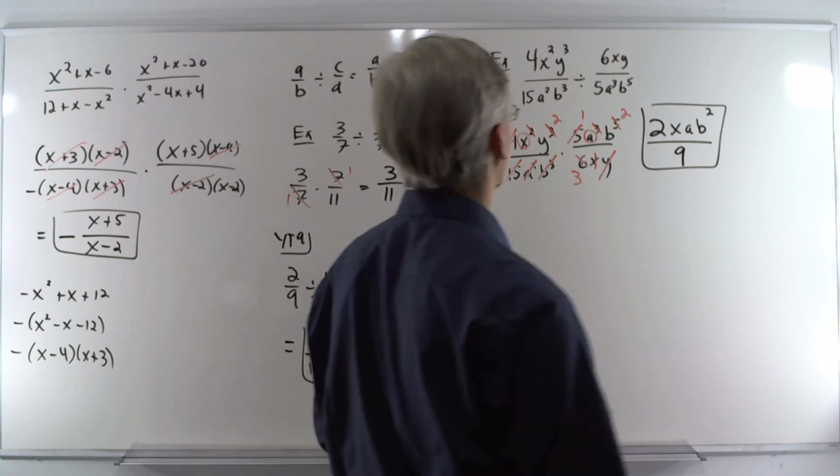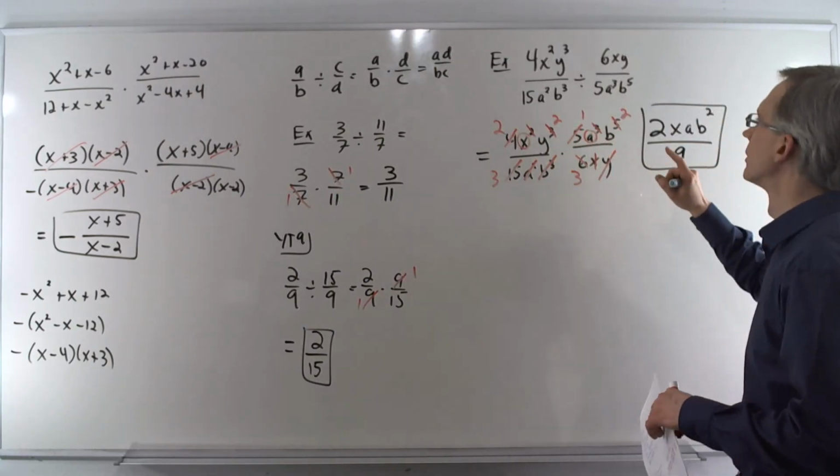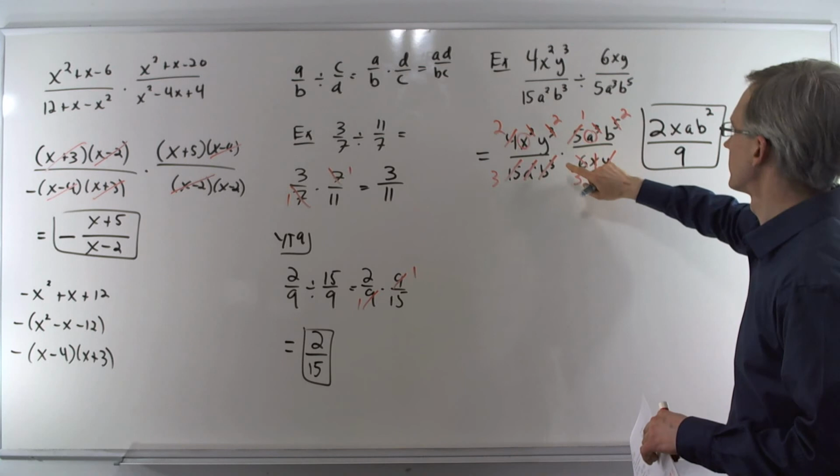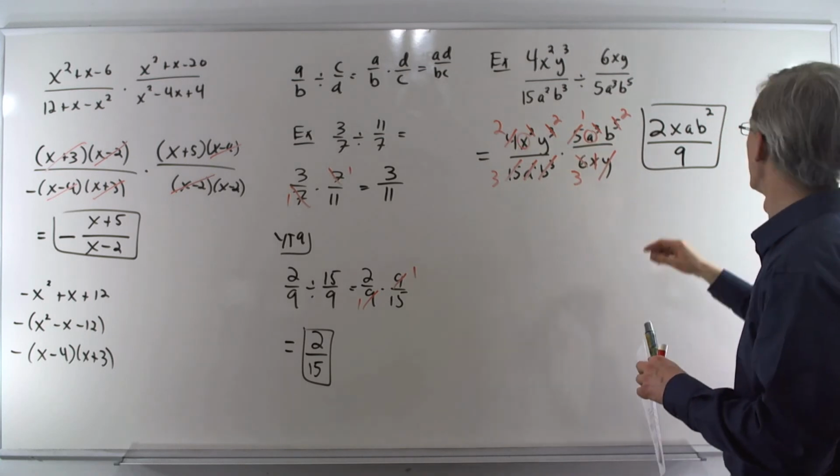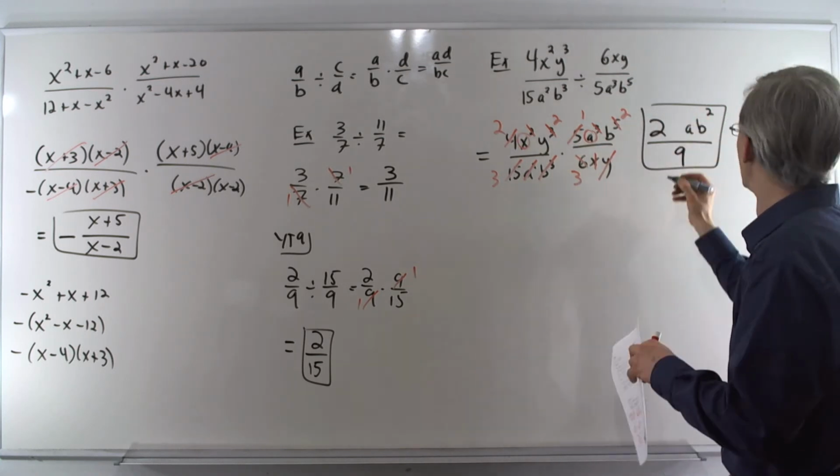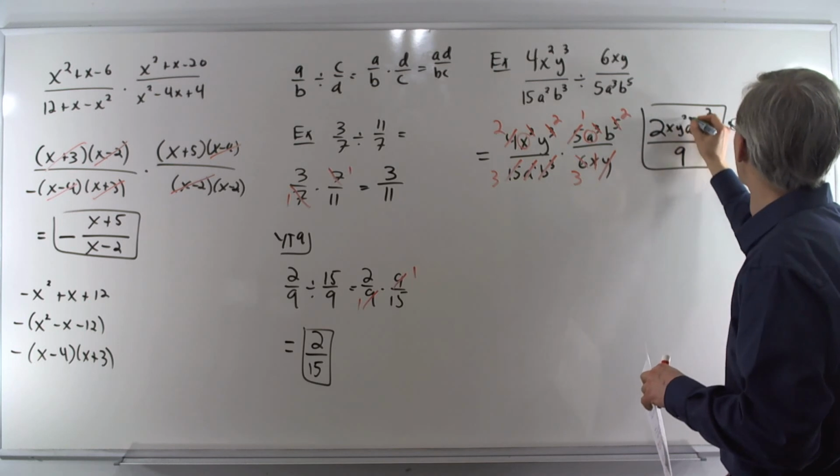And, oh, I did forget something here. Yeah, this is the problem when crossing out like this. Sometimes it's hard to tell what's left. Forgot the y squared.